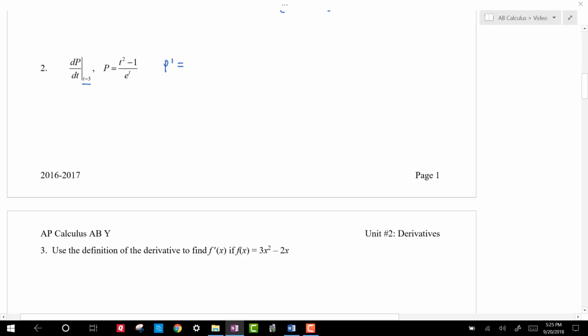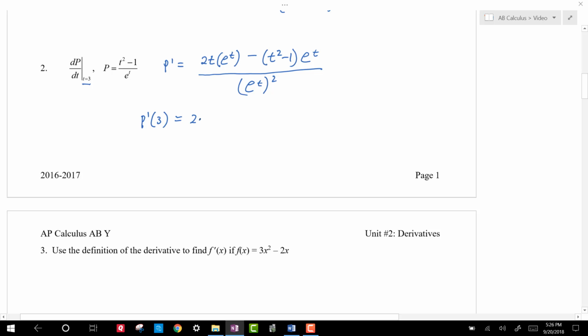So we're going to do the derivative of the numerator, that's 2t, times the denominator, e to the t. I guess I need a parenthesis there. Minus the numerator, t squared minus 1, times the derivative of e to the t, which is e to the t, all over (e to the t) squared. All right? So now I'm going to plug in 3. So p prime of 3.